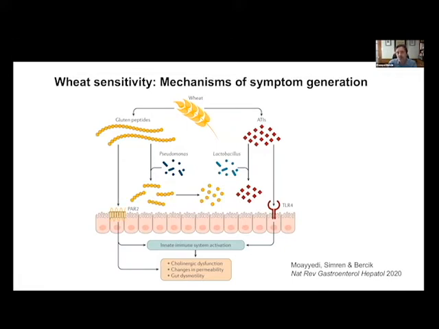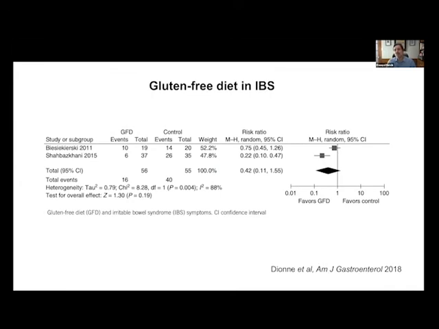ATIs are another component of wheat, and this stands for amylase trypsin inhibitors. These are compounds which are known to stimulate TLR4, an important part of the innate immune system. Studies in Elena Verdu's lab showed that lactobacilli seem to be interacting with ATIs and possibly decreasing their immunostimulatory effects. So what do we know about the effect of gluten-free diet in IBS?